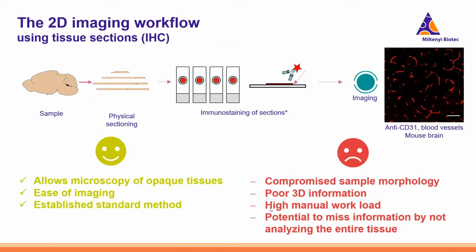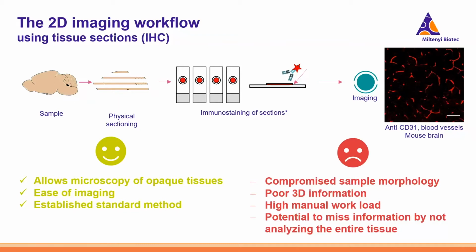Of course, if you want to section the entire sample and stain it completely, this is connected with a very high manual workload to analyze these sections all individually. And finally, probably most importantly for the biological research question, there is a big potential to miss information by not analyzing the entire tissue. For example, if you have a biological specimen and would like to analyze for cancer cells, then there is the risk that you miss some metastatic cancer cells if you're not sampling the entire tissue.